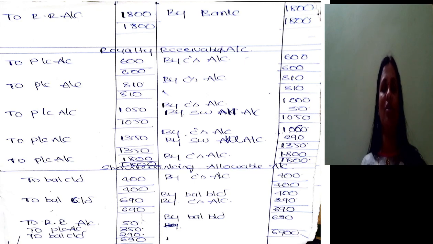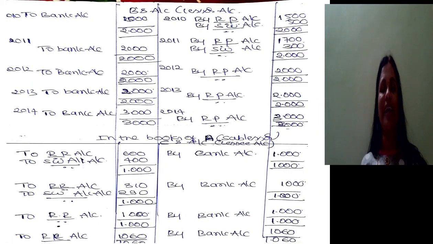In the royalty receivable account, by C's account 600, it will be closed by transferring it to profit and loss account. And in the short working account, by C's account 400, that balance should be carried forward to next year. Next year we open the short working account with a balance of 400, by balance brought down. Then he will get the amount from C to A. Journal entry: bank account debit to C's account. So C's account gets closed at the end of year 1.